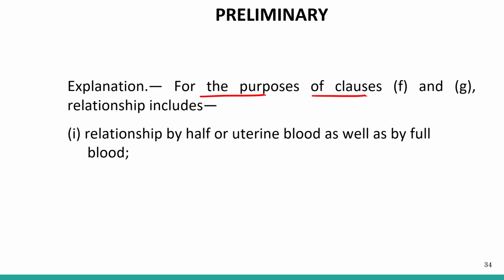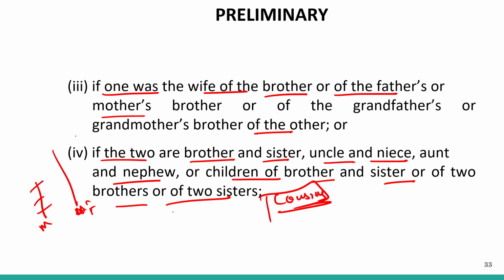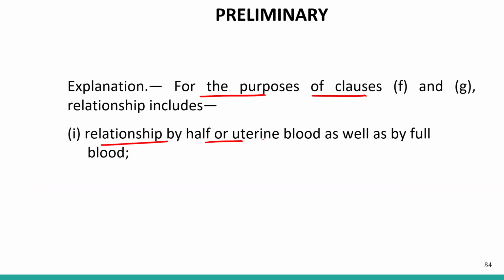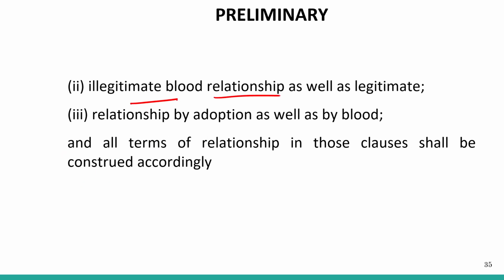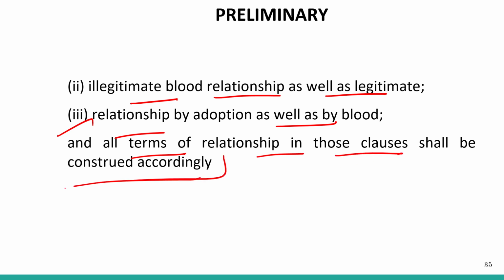For the purpose of clauses F and G, that is this clause, relationship by half or uterine blood as well as by full blood. So this is also illegitimate blood relationship as well as legitimate. Relationship by adoption as well as by blood. All the terms of relationship in those clauses shall be considered accordingly. So whether it is a half blood, a full blood, or a uterine blood, if they are within the prohibited degree of relationship, that is, they are Sapinda related to each other, then their marriage cannot be allowed, because it is falling within the prohibited degree of relationship. Okay, so this was a very important portion.